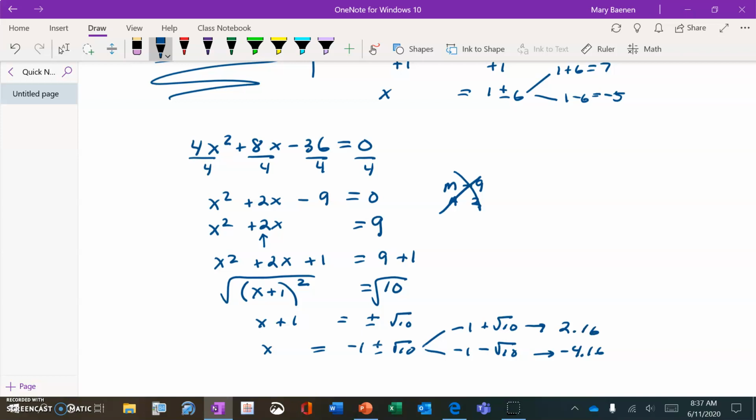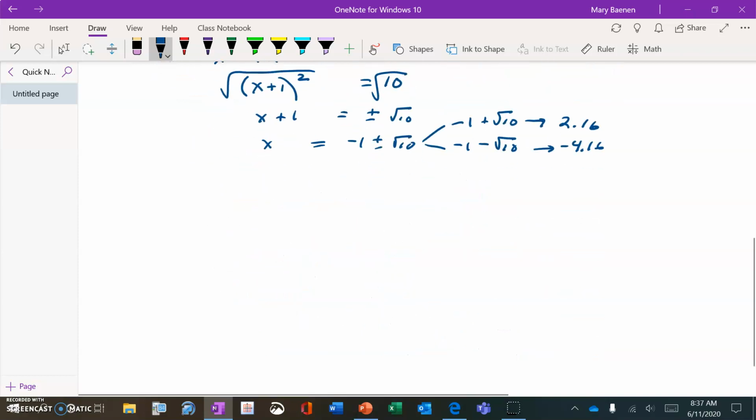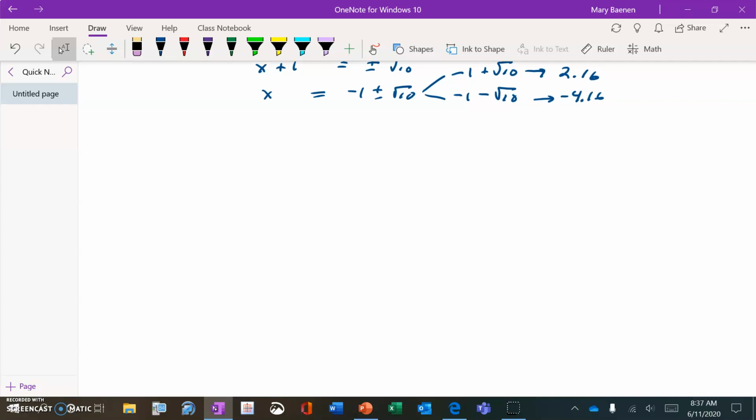So this answer will turn out to be a negative 4.16, and this answer will turn out to be 2.16. So I was able to complete the square to figure out the answer to this, whereas regular multiply add did not work. So completing the square is kind of useful. Okay, here's one more use for this.